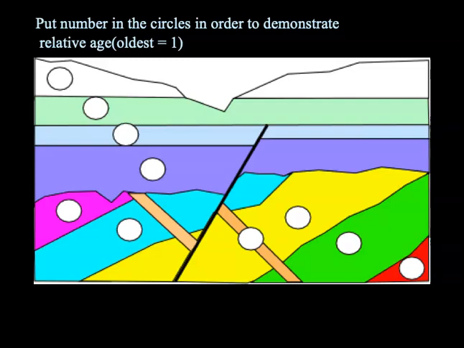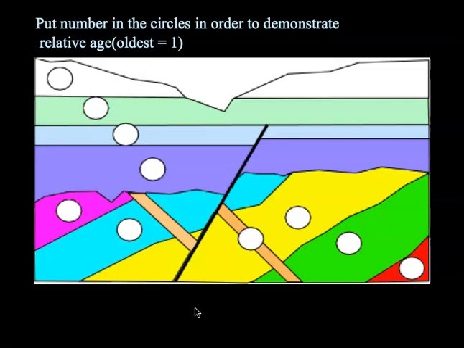Now, what's the point of all this? The point of all this is solving puzzles. Nature presents us with clues, and using Steno's laws, these reasoning techniques, we can then solve puzzles. So for example, what do you think is the oldest layer of rock in this picture? This is the surface, this is deep, it's a cross section.